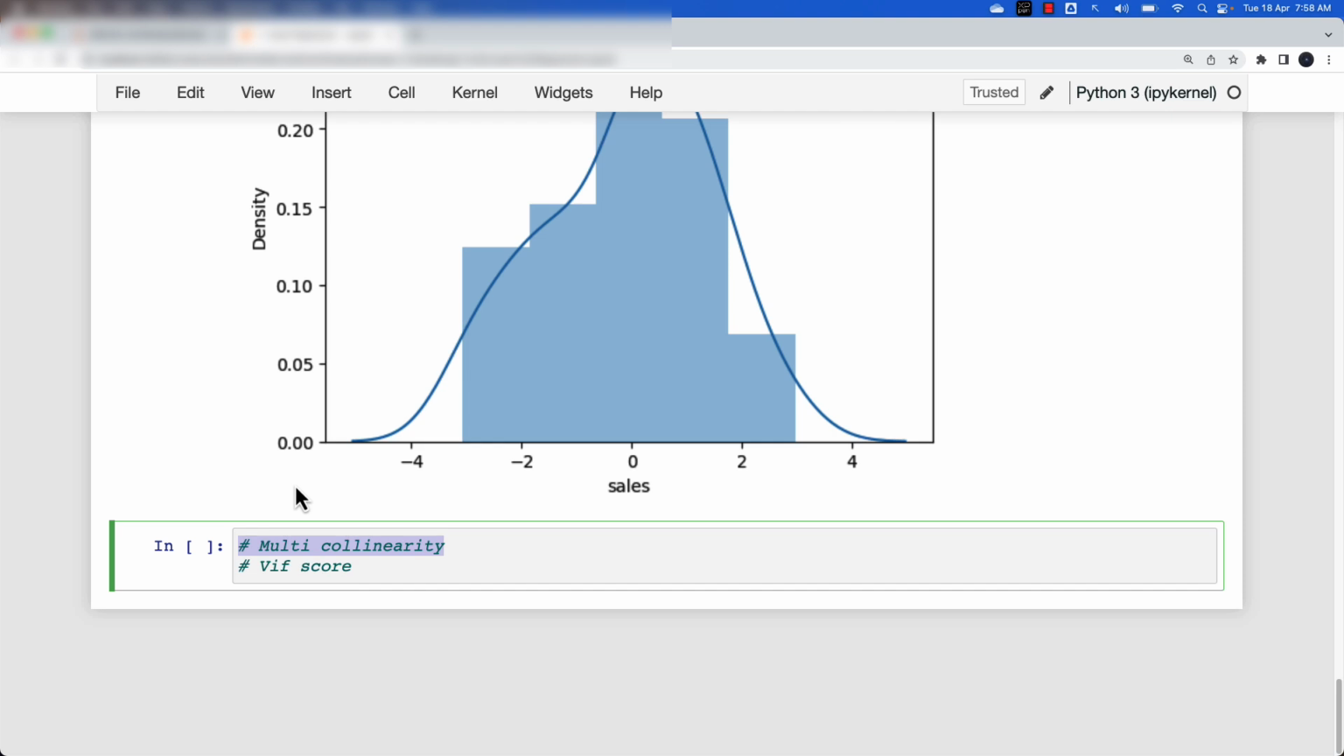The reason is, just think about this with a very simple example. Let's say in your data set you have got height, weight and BMI.